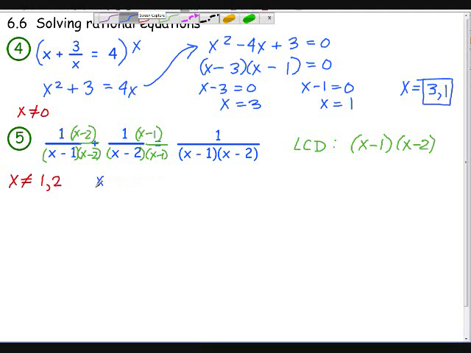I'll have x minus 2 plus x minus 1 all over x minus 1 times x minus 2, because we have a common denominator. Now, the equals, which I've nearly obliterated here, I'm not doing anything to this side of the equation yet.